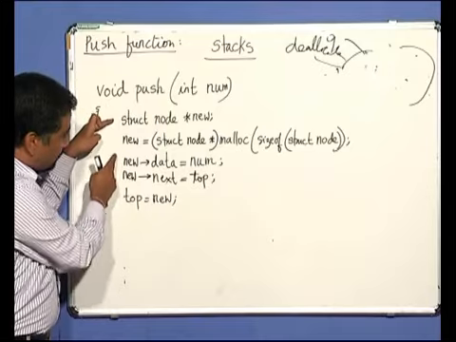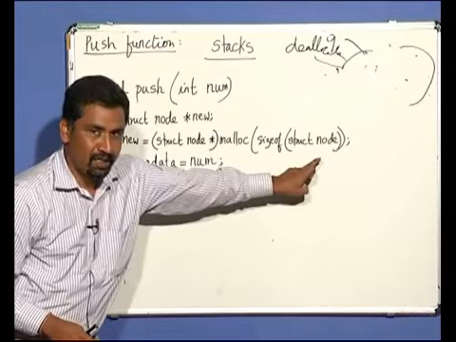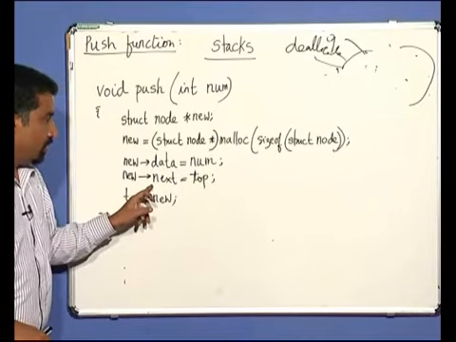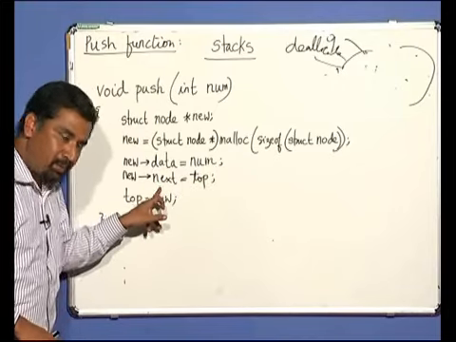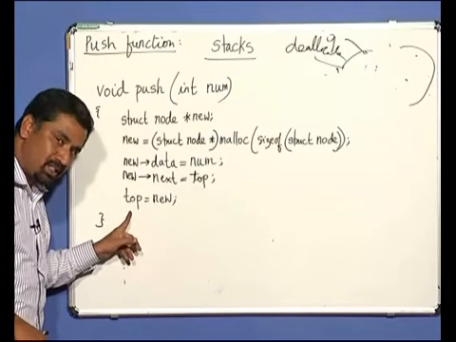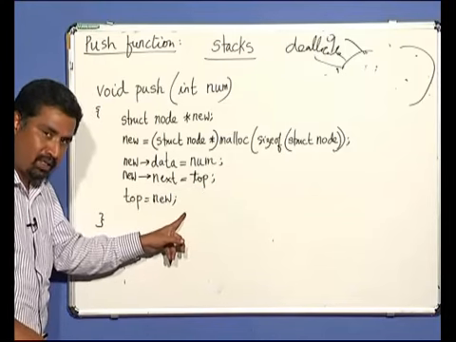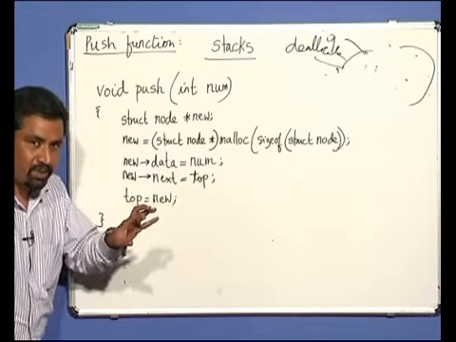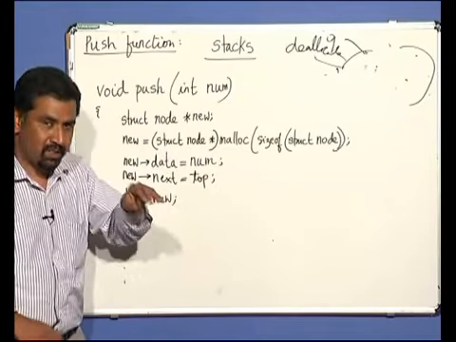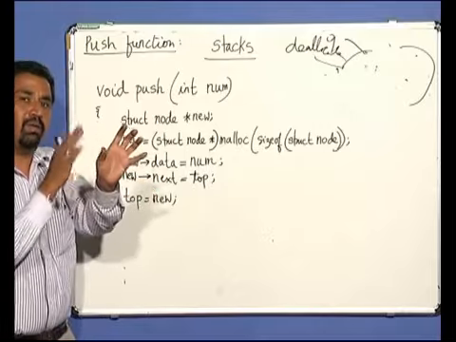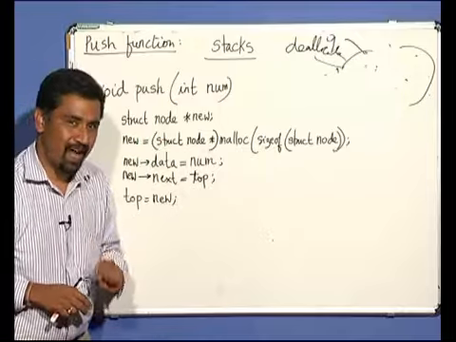So these 4 lines here will create the node, put the value into the newly created node, put the address of the top into the newly created node, and the top is adjusted now so that it points to the newly created node. So with these statements, the push operation successfully takes place. The stack gets modified so that the newly created node will now become the top of the stack.